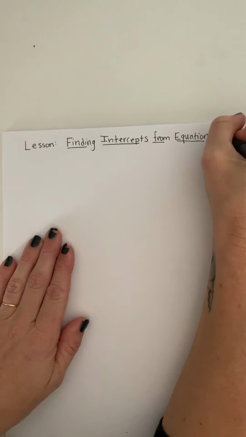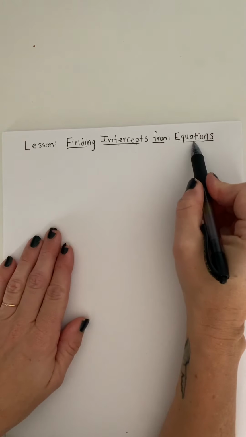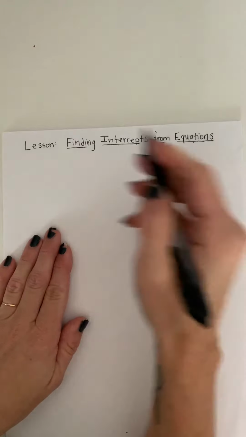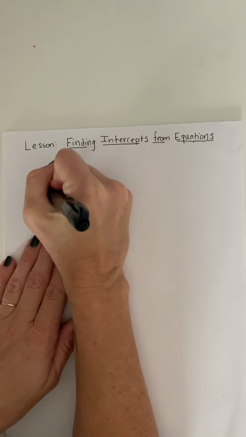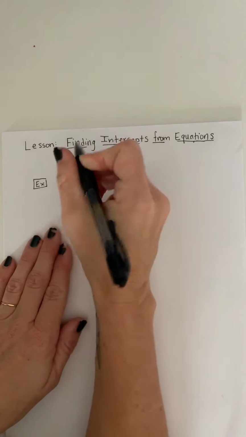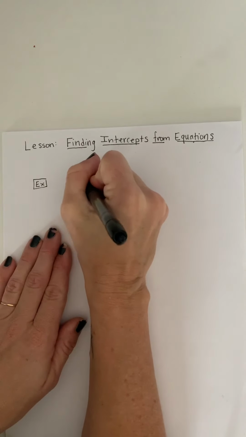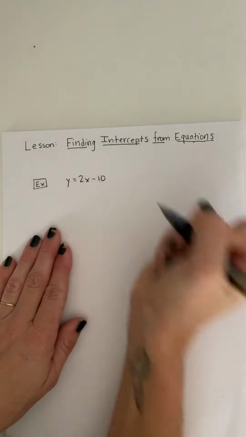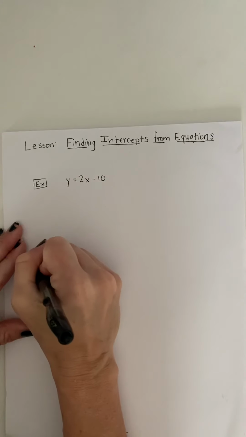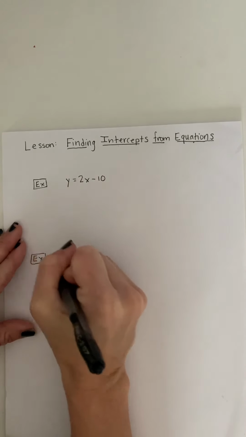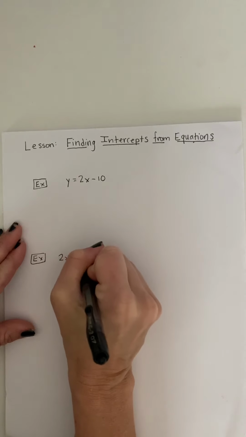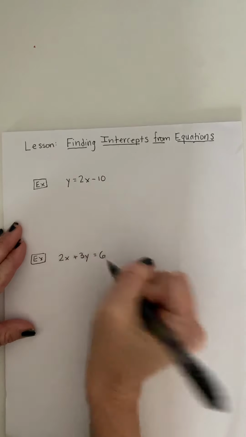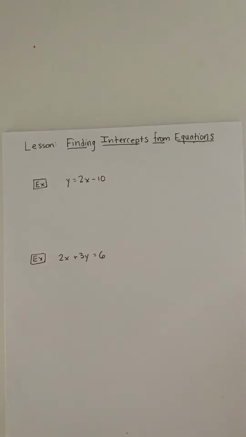So what I mean by that is we are now gonna be looking at linear equations. One example of a linear equation is y equals 2x minus 10. Another example of a linear equation is 2x plus 3y equals 6. These are both linear, and the way I know that is they have an x and they have a y, and there are no exponents.